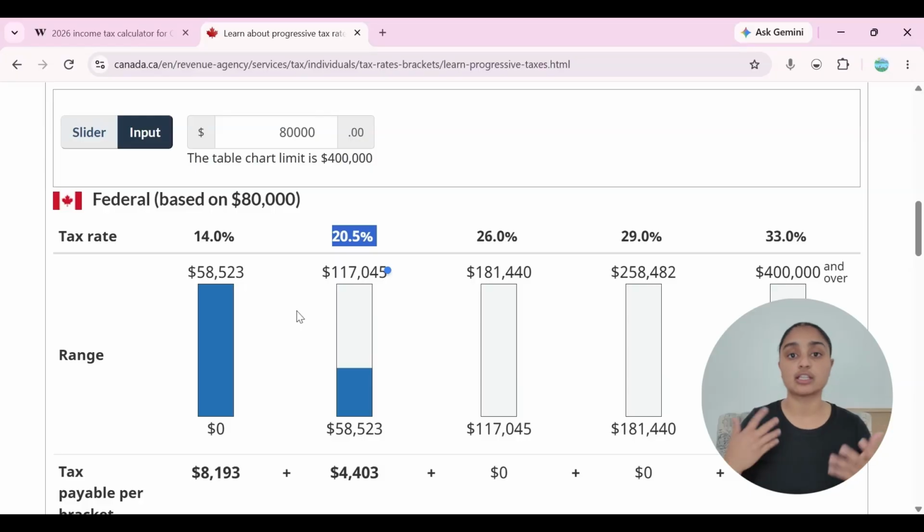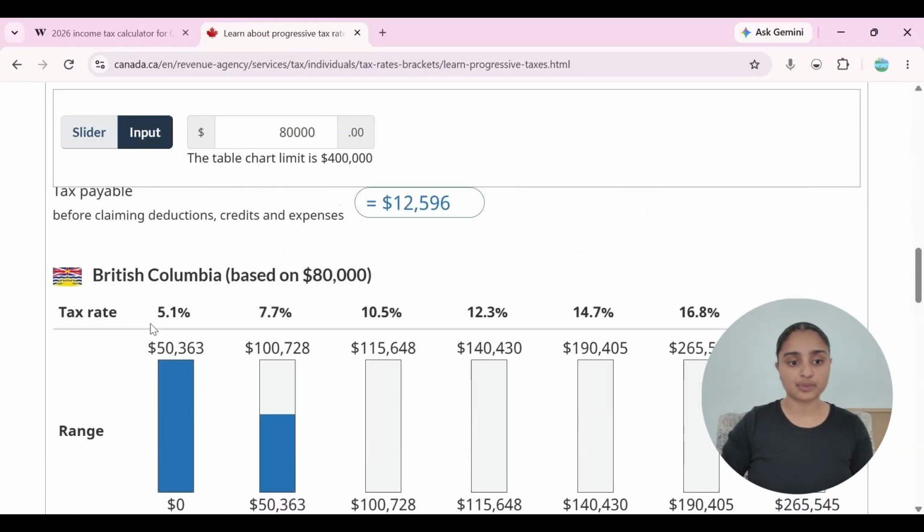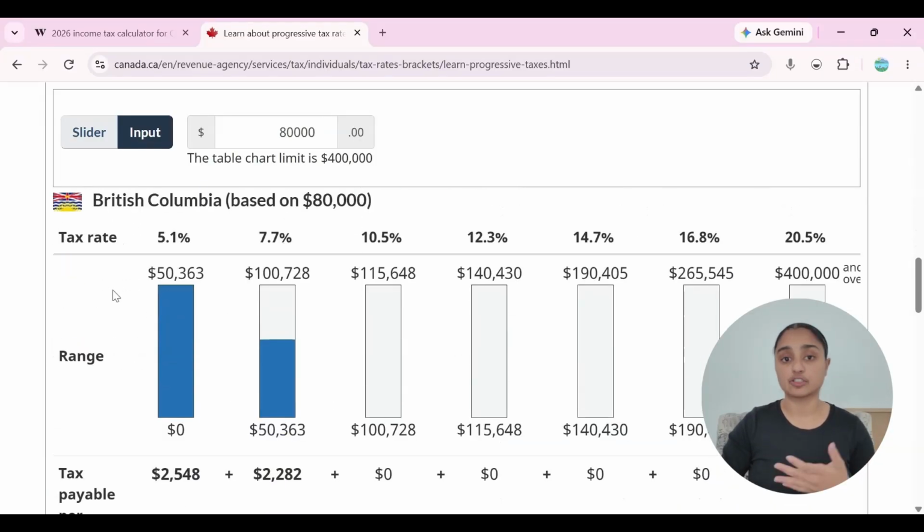So when you usually hear that as your income increases, your tax rate also increases, this is what they're talking about. Not all of your income will have a higher tax rate on it. It will just be the portion of the income after that first bracket is filled. So that's how it works for the federal level. It's the same for the provincial level as well, the tax rate is just different.